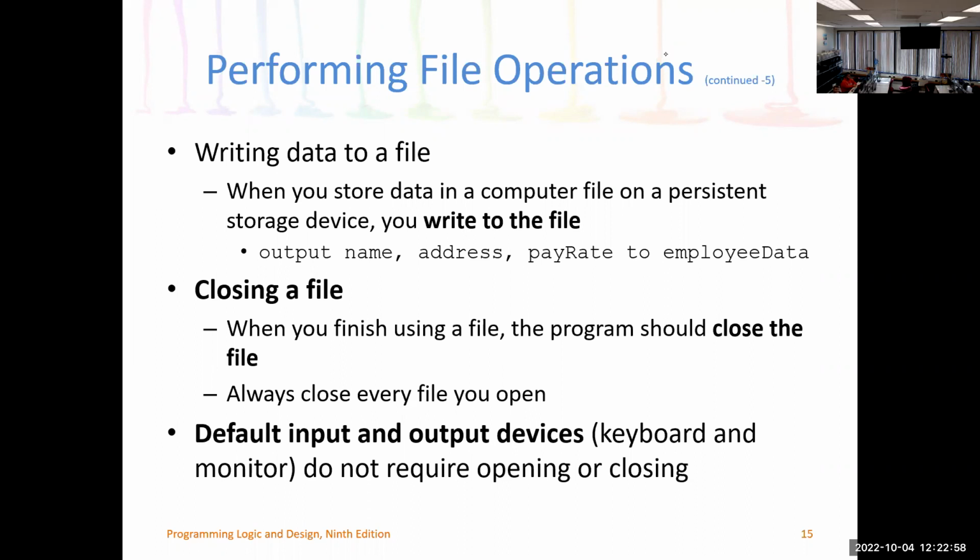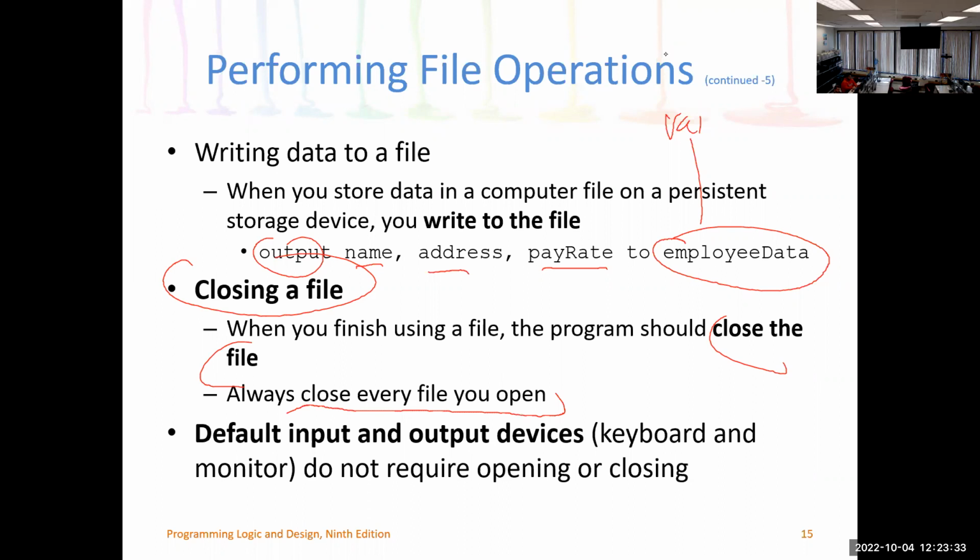Right? And so, you see, if you want to store it in the record, you have to follow the rule here. You have to put the name, and you have to put the address, and the pay rate into the employee data. What's employee data? Employee data is a variable, an object variable. Link it to the employee data file here, right? Okay. And remember, whenever you're done with the file, you have to close the file. Right? I always close every file I open here.